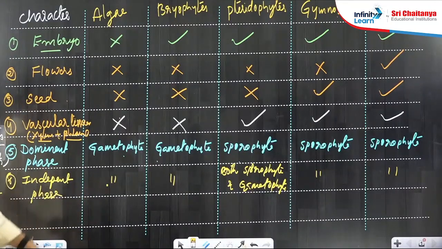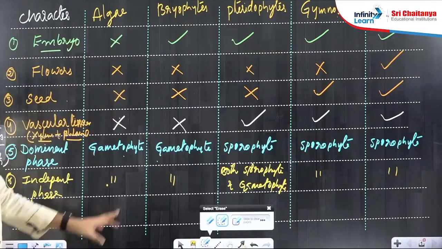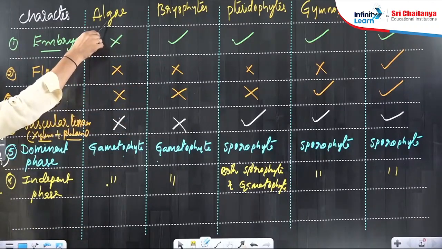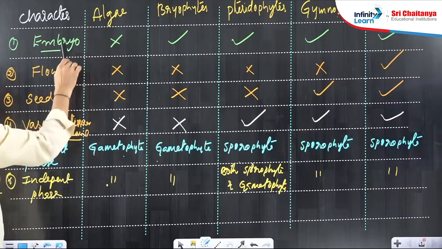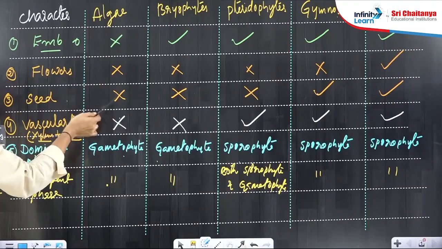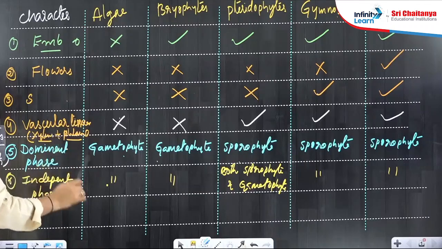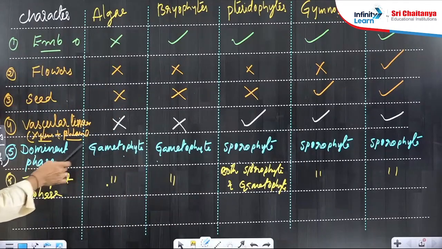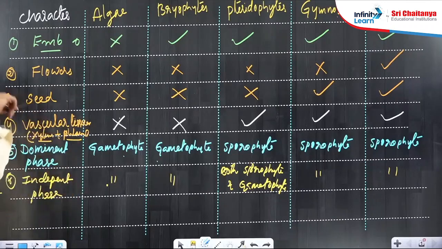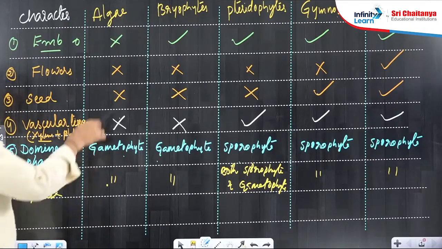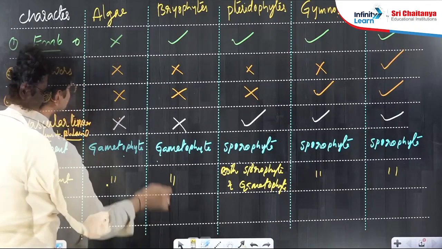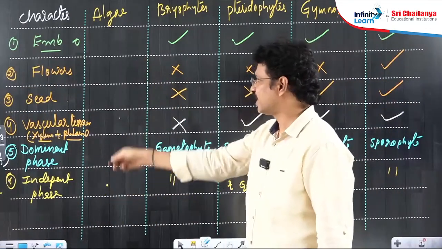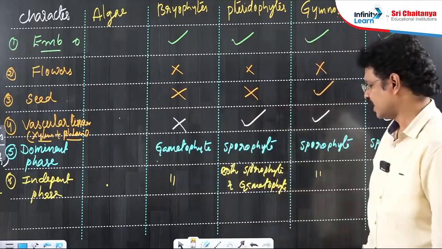Note down this entire table. Scan all the aspects mentioned in various columns. First, scan all the things given in algae. In algae, embryo absent, flowers absent, seeds absent, vascular tissues also absent. Dominant phase is gametophyte, independent phase is also gametophyte. Are you able to fill all these things? Try to fill. In algae, I have to mention the 6 points in these 6 blanks.